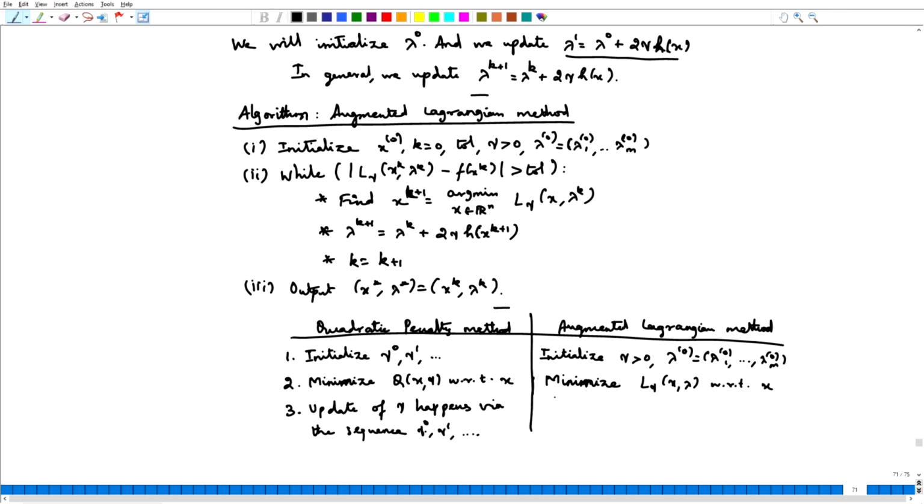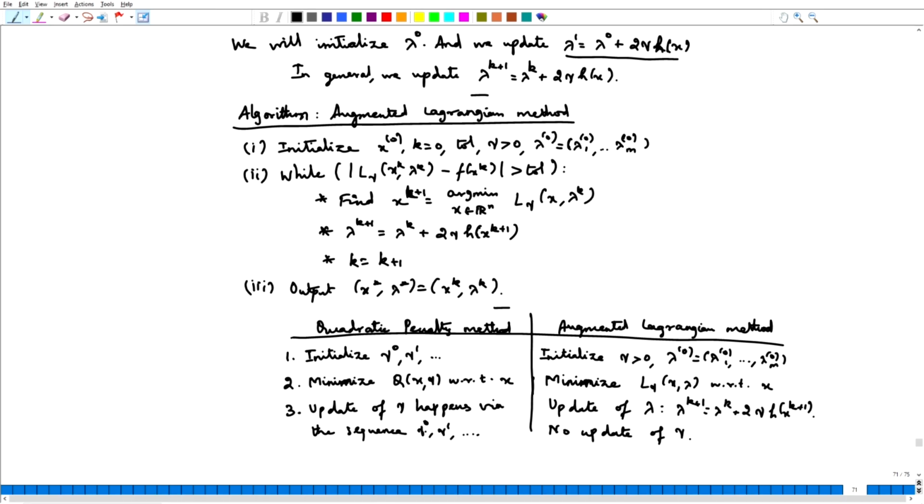That is what you update lambda k plus 1 with. Here the update of lambda is via this equation: lambda k plus 1 equals lambda k plus 2 gamma h of x k plus 1, and no update of gamma. But otherwise the procedure is quite the same. You can say it is nicely poised between these two methods, the quadratic penalty method and augmented Lagrangian method.